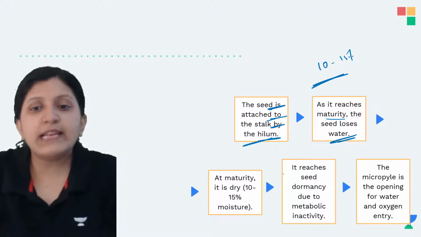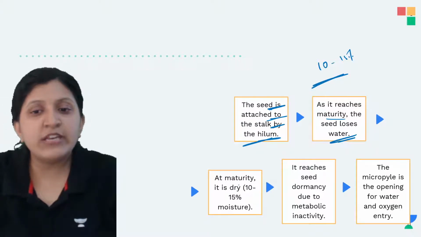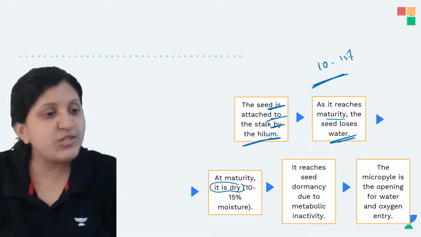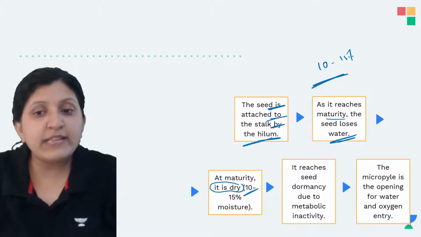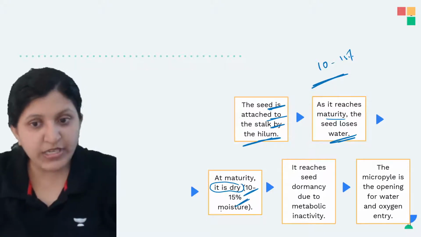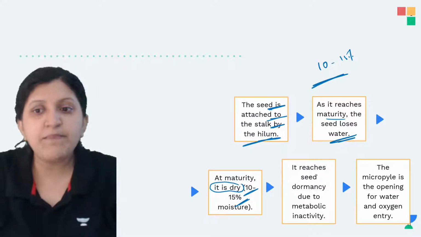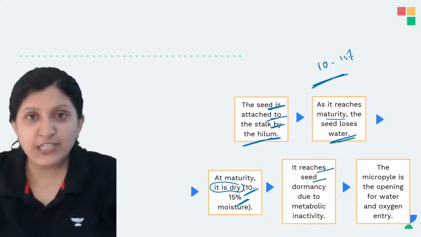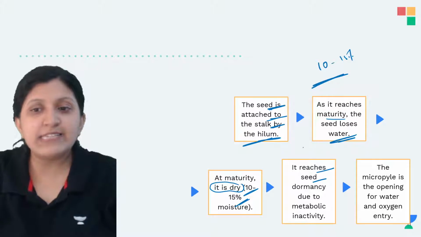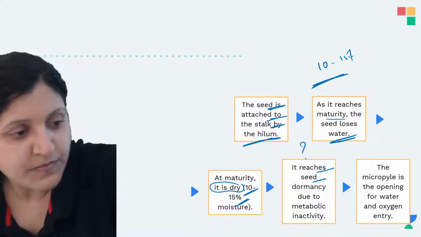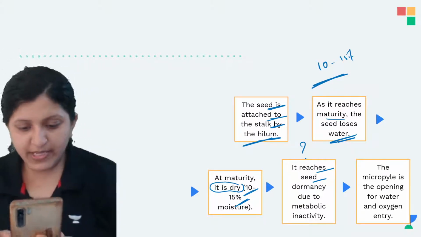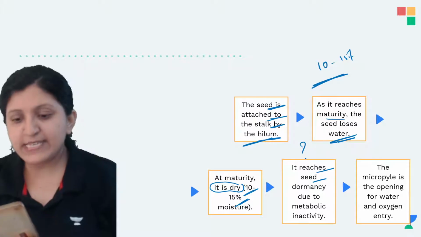So at maturity, when the seed is dry, there can be up to 10 to 15% moisture. Then it reaches seed dormancy. So what is seed dormancy? Anybody here? Anybody here know what exactly seed dormancy is?